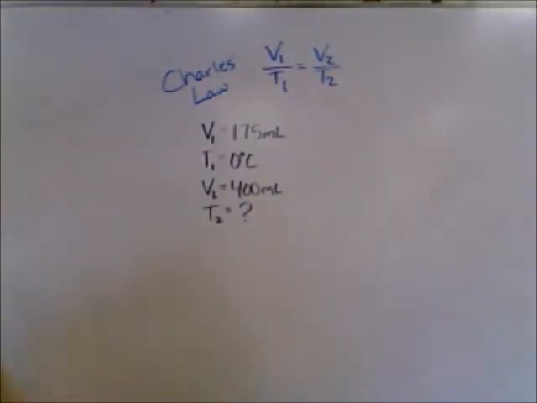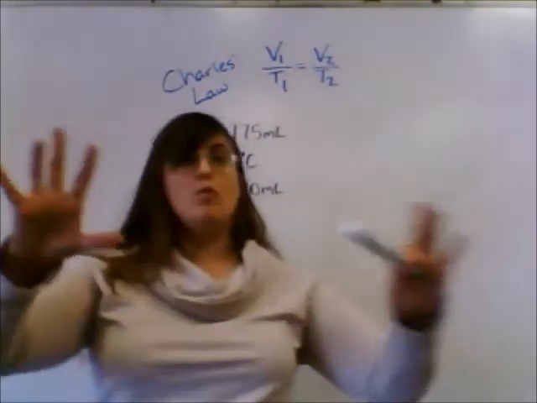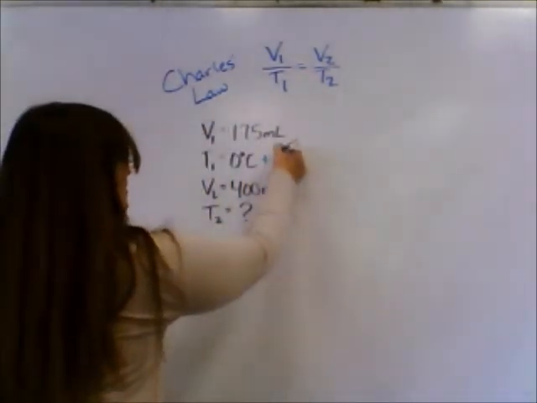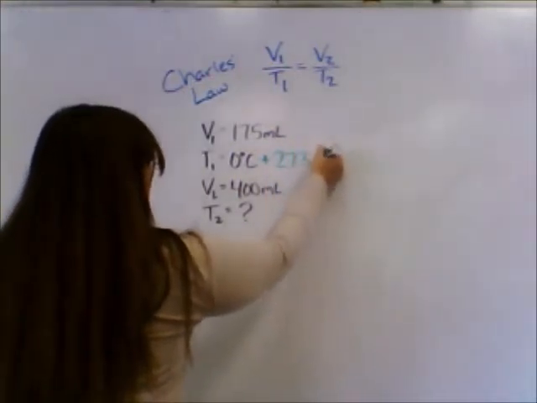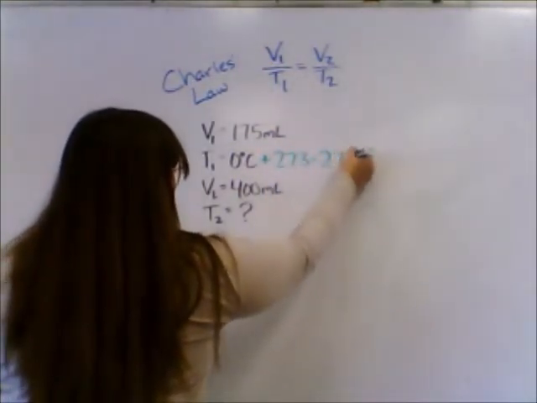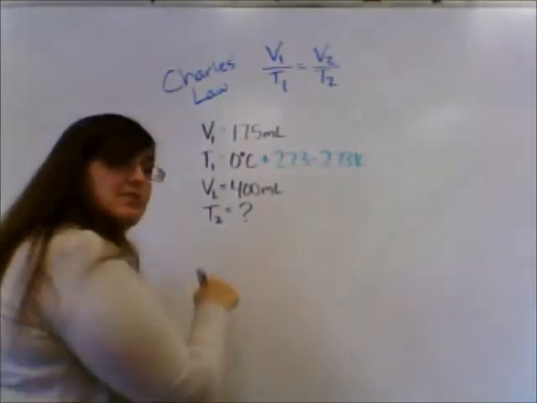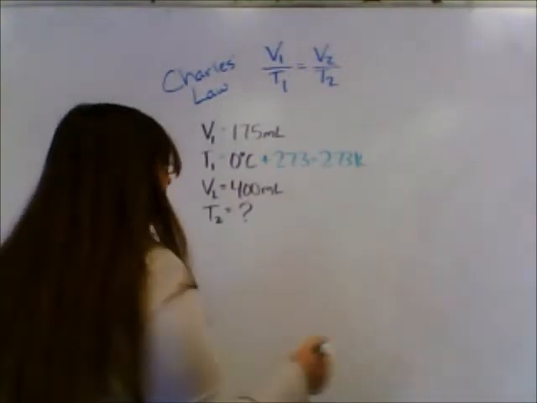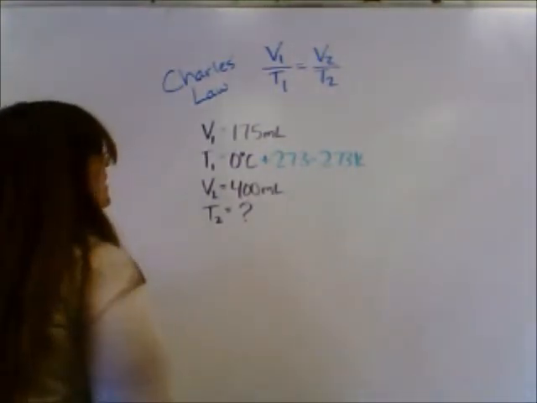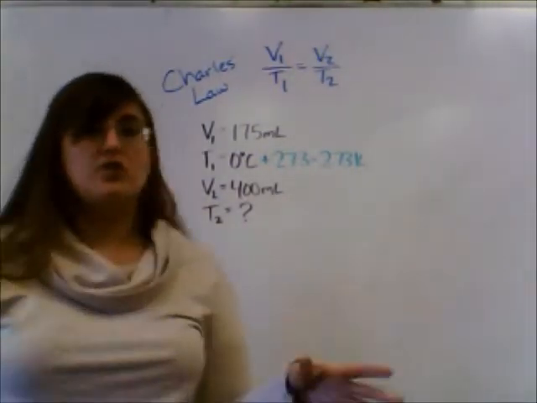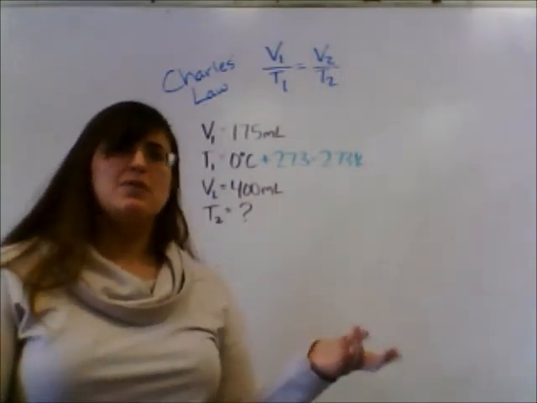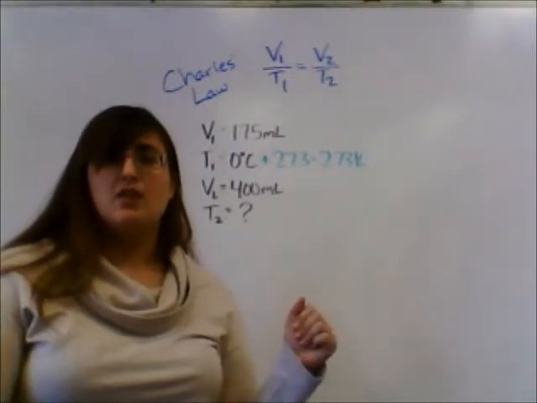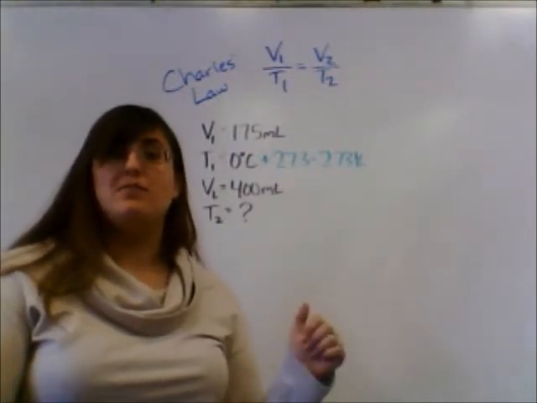So here's what we would do. First things first, always convert to Kelvin. Okay? So we add our 273, which means that our T1 is 273 Kelvin. Obviously, we don't know our T2, so we can't add 273 to it. We'll get to that in a minute. So now, here's the funny part. Temperature is on the bottom. So we can't really solve for it being on the bottom, at least not easily. The best way to do this is to flip both sides.